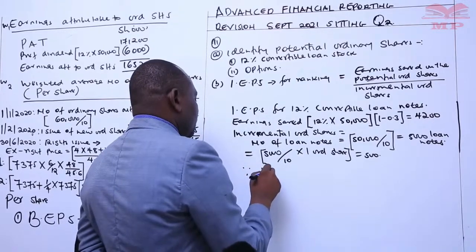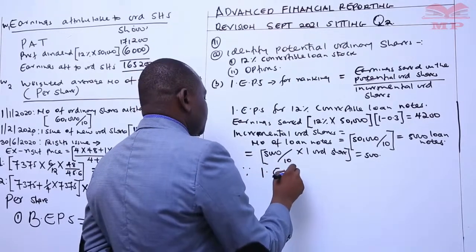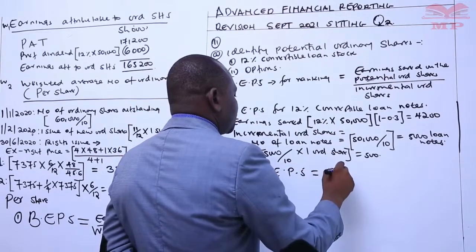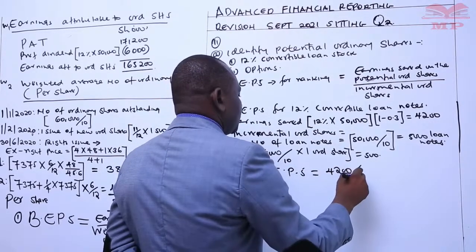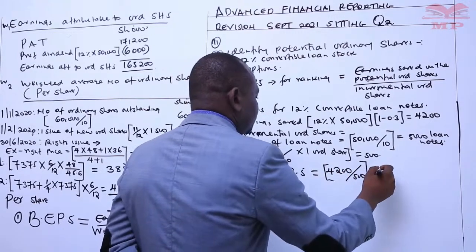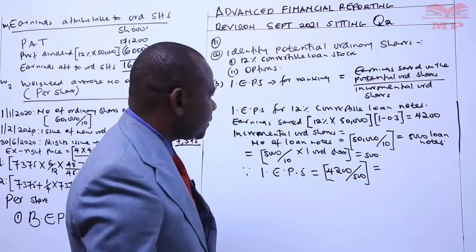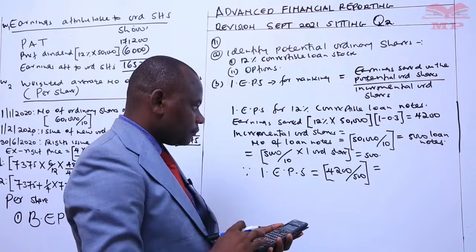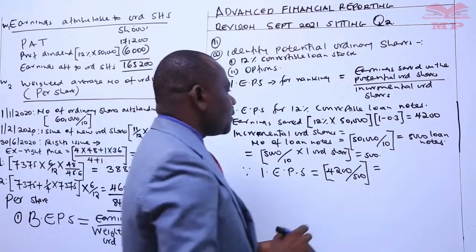Therefore, incremental EPS is equal to 4,200 divided by 500. That gives us 8.4.